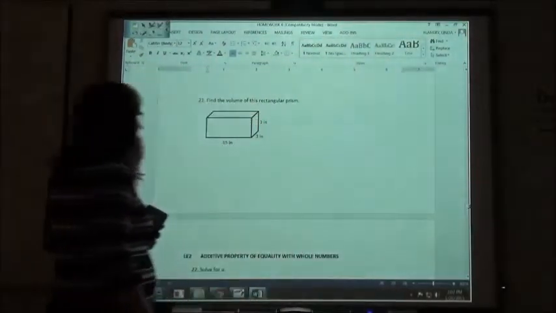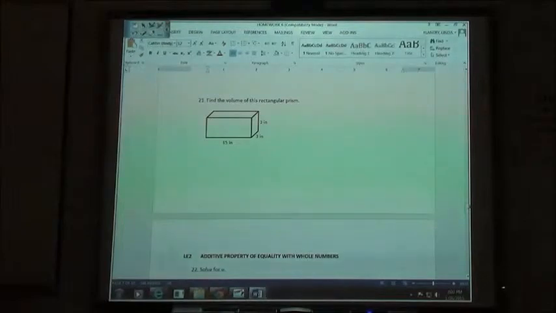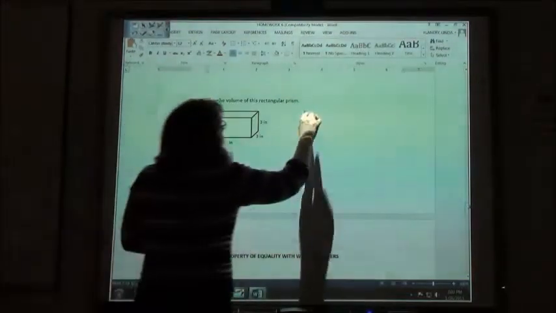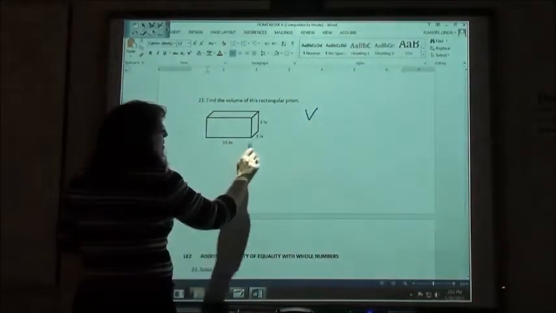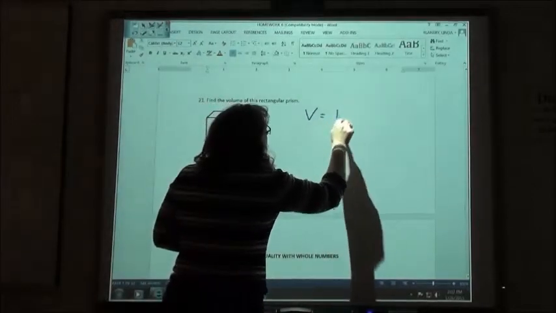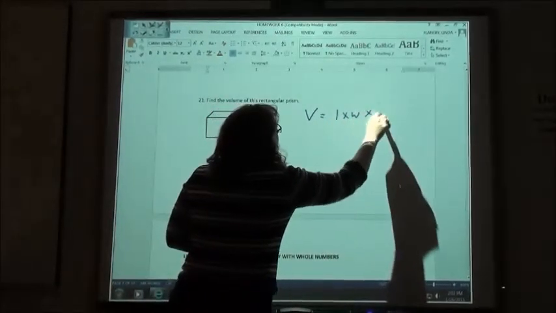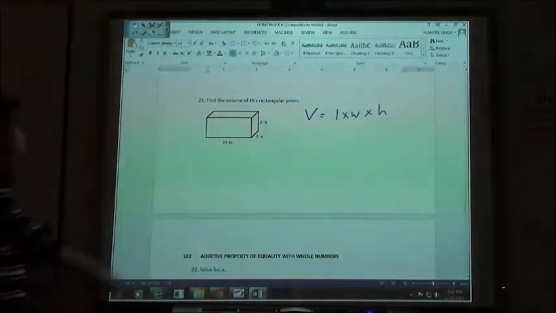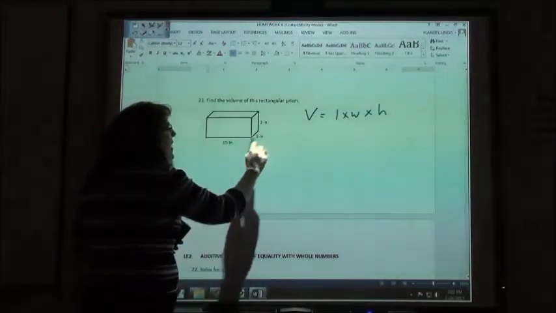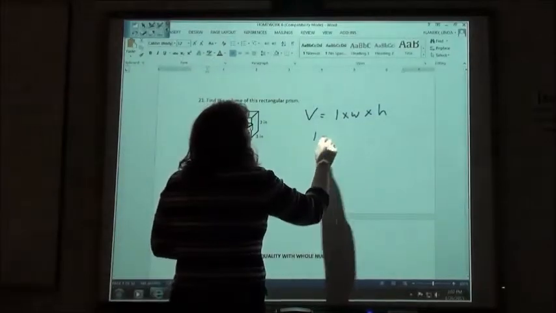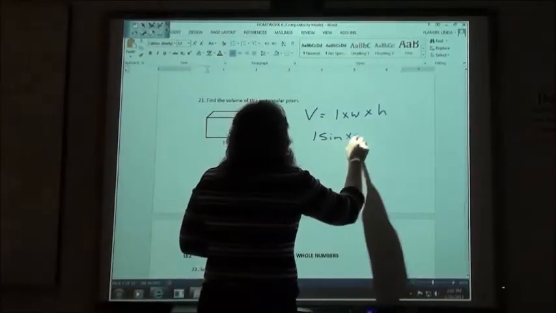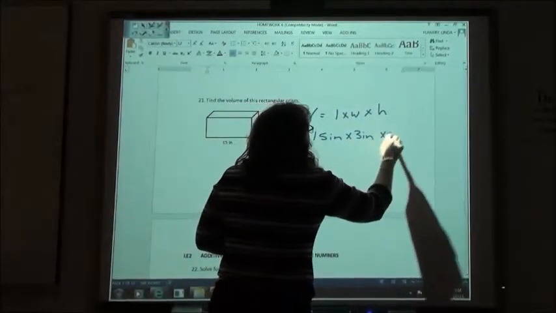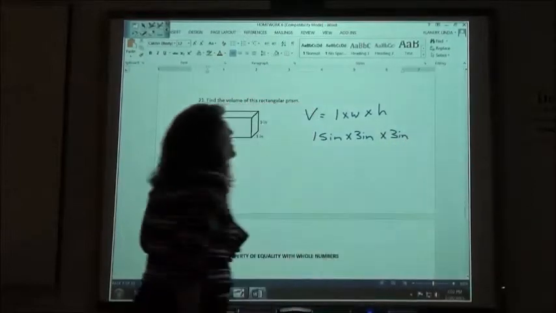Number 21 wants us to find the volume of our rectangular prism. To find volume, we find the area of the base, which is the length times the width, and then times the height. The area of the base times the height is your formula for volume, but since my base is a rectangle, length times width times height. So 15 inches times 3 inches times my height is also 3 inches.